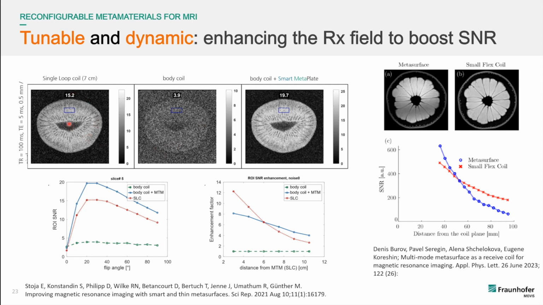image we are getting with a local single loop coil, that's with the body coil. And that's with the metamaterial, so that's without the metamaterial, that's with the metamaterial and the body coil. We could show that we are getting signal improvements which are better than the single loop coil in some areas, but not in all areas.